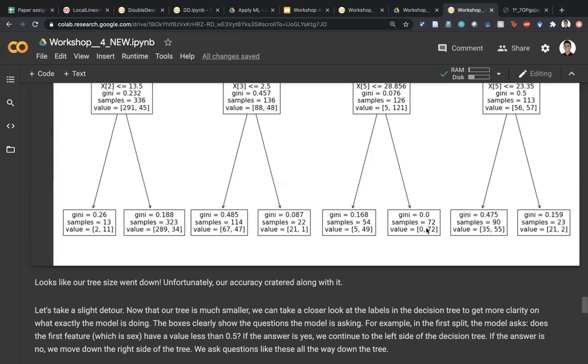So 54 plus 72 is going to give you 126. And in this box, you have 121 belonging to one class and 5 belonging to the other. So the ideal situation is that you want to have a fair number of samples but you also want the value to be highly distorted. So you want very few of one class and a lot of the other class so that you can make a clear prediction.